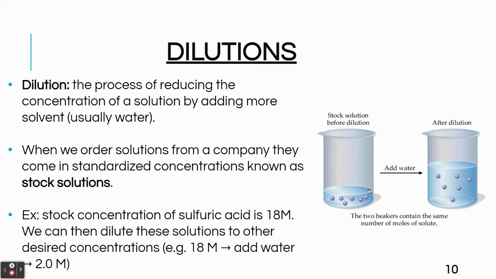So when I order concentrated acid in the lab to use, I go to that. I grab my stock solution. I grab a little bit of that to dilute it so I can make a lot of the other solutions I use in the lab, the less concentrated one. So the original concentrated solution is called the stock solution.